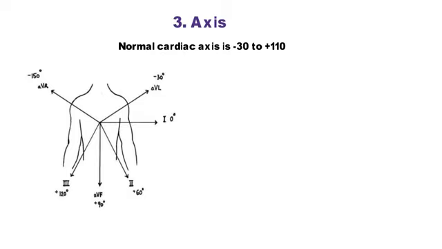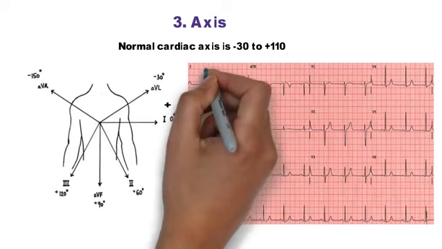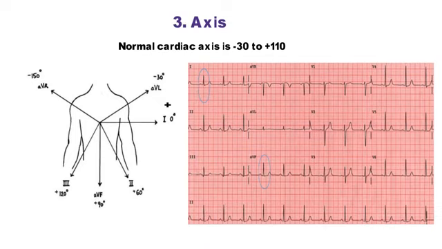Now to calculate the axis, most commonly we use perpendicular leads, that is lead 1 and AVF. In this ECG, the net QRS complex in lead 1 and in AVF are positive. So if we plot these positive deflections on this diagram, we will get a vector in the normal cardiac axis range. So this is a normal axis ECG.